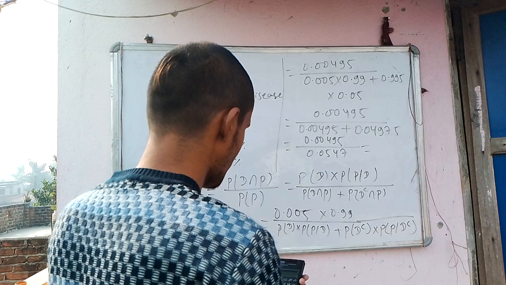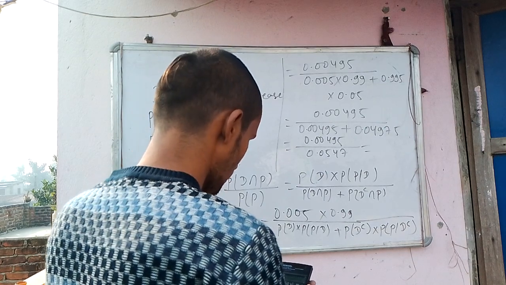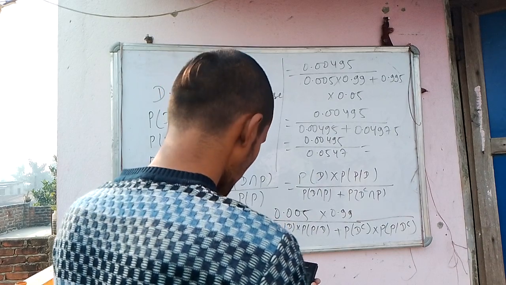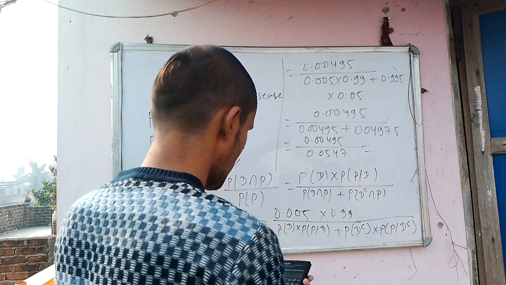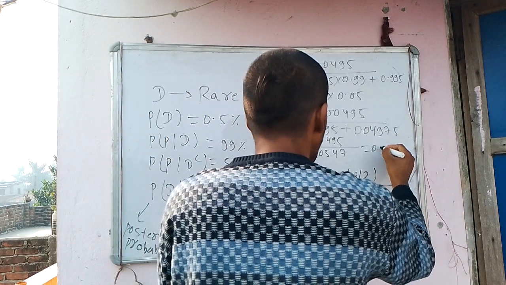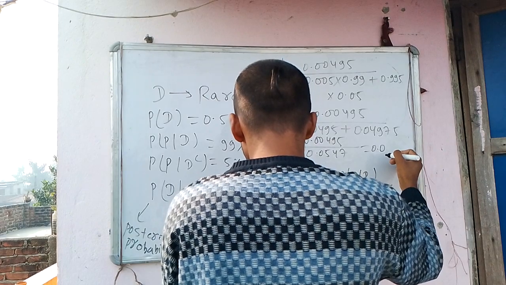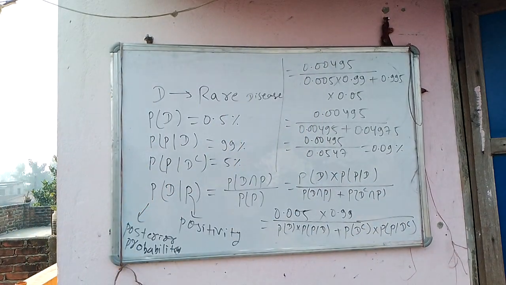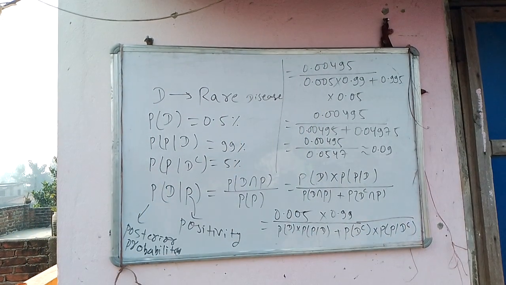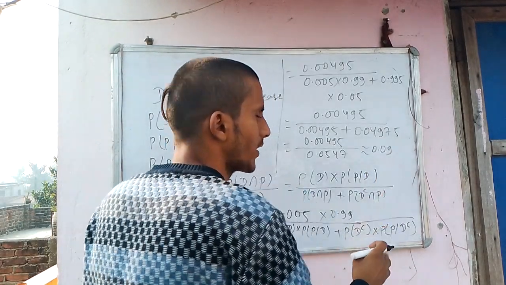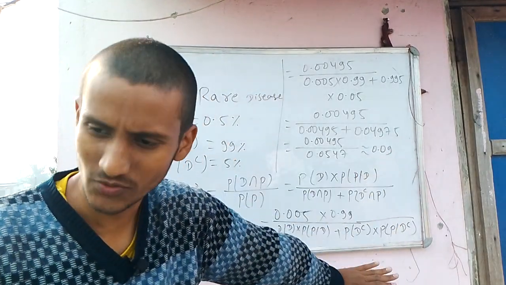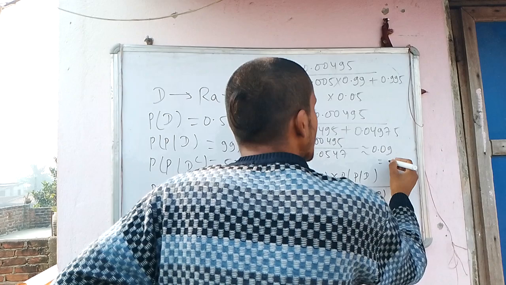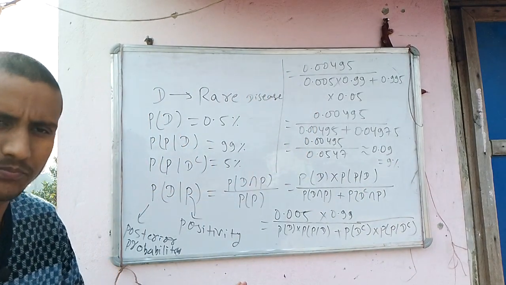Okay, so there are lots of calculations to do. 0.00495 divided by 0.0547 is approximately 0.09. This is a probability, not a percentage. I mistakenly said percentage. In percentage, it is approximately 9%.